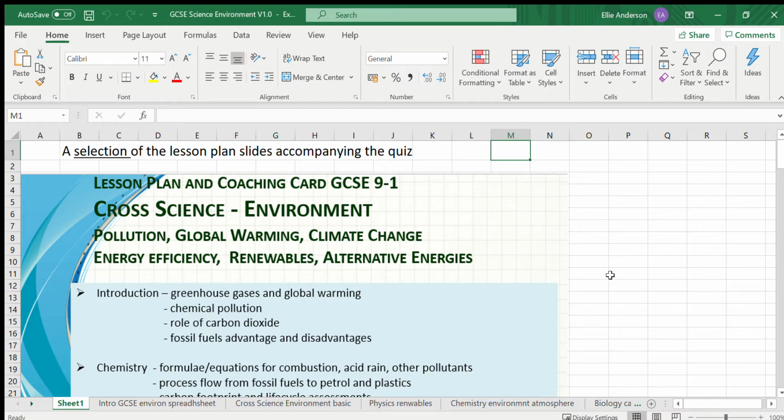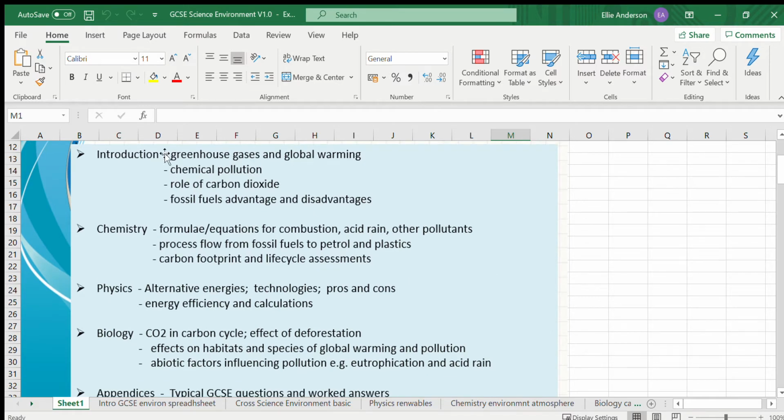So just before we look at the quiz, just a selection of the lesson plan slides, and you can see we cover basic greenhouse gases, chemical pollution, carbon dioxide, chemistry, physics and biology aspects. For instance, physics, looking at alternative energies as means of reducing energy use and hence reducing global warming through less CO2.